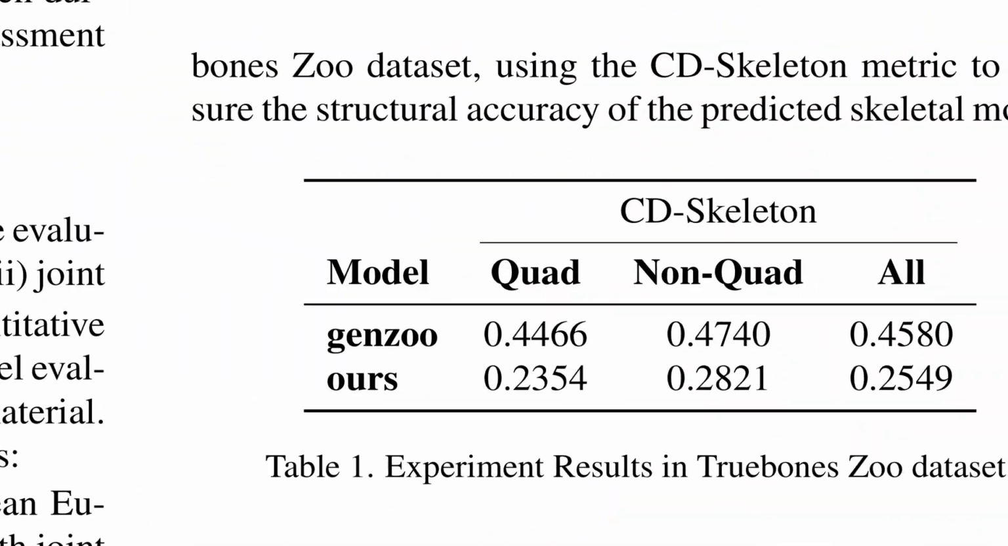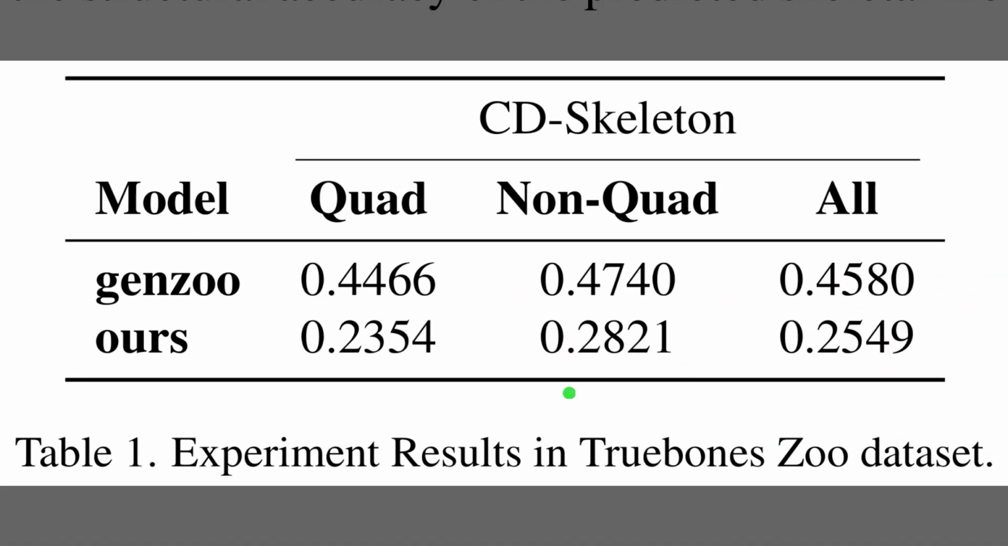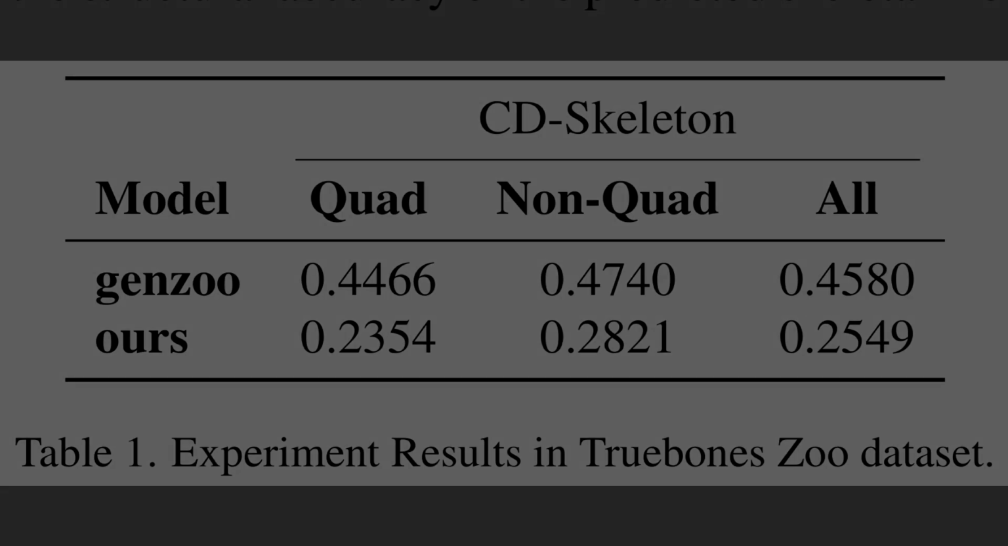Table 1 makes the performance gap very clear. This method tracks skeleton structure much more accurately than Gen Zoo. The table reports CD skeleton, which is a chamfer distance style score that measures how closely the predicted and ground truth joint sets align in 3 dimensions, so lower is better. For both quadruped and non-quadruped rigs, the numbers drop by roughly half. That consistent reduction means more faithful, anatomically plausible motion across the entire TrueBone Zoo benchmark.